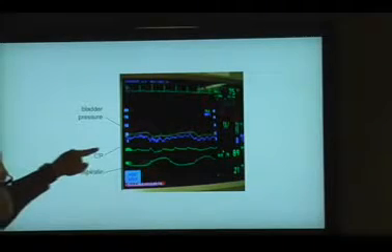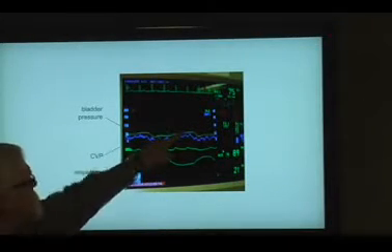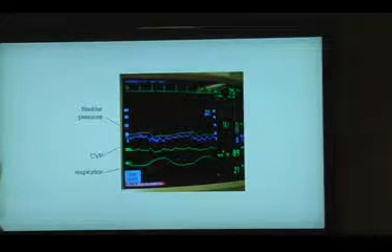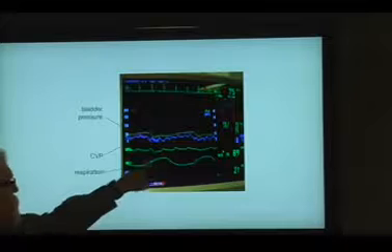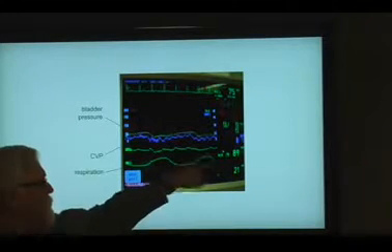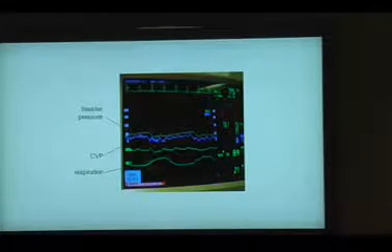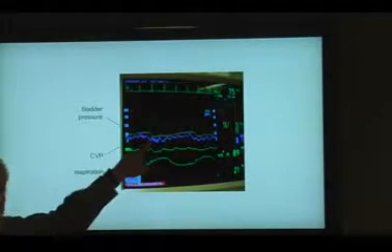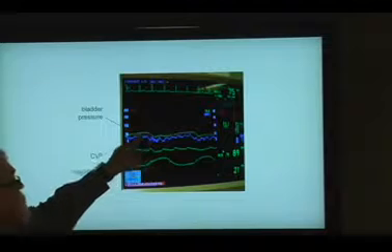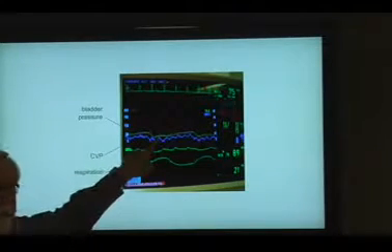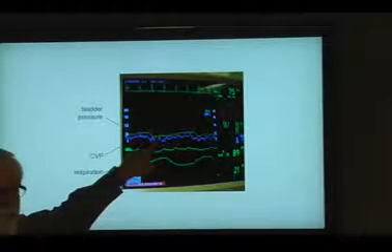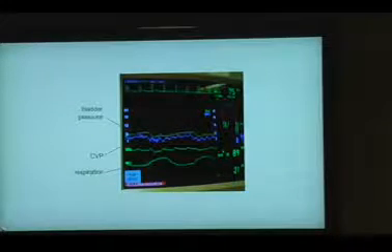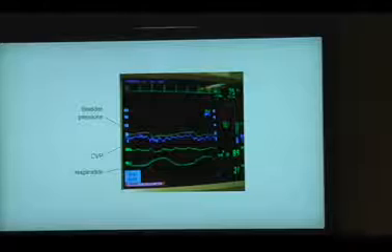So we transduce the bladder pressure, which is this line. Patient has a CVP, transduce the CVP. Here is respiration, inspiration, exhalation, inspiration. And look at what happens. When she breathes in, the CVP goes down, the intrathoracic pressure goes down, the bladder pressure goes down by the same extent. And this gives a pretty strong suggestion that there is diaphragm paralysis.